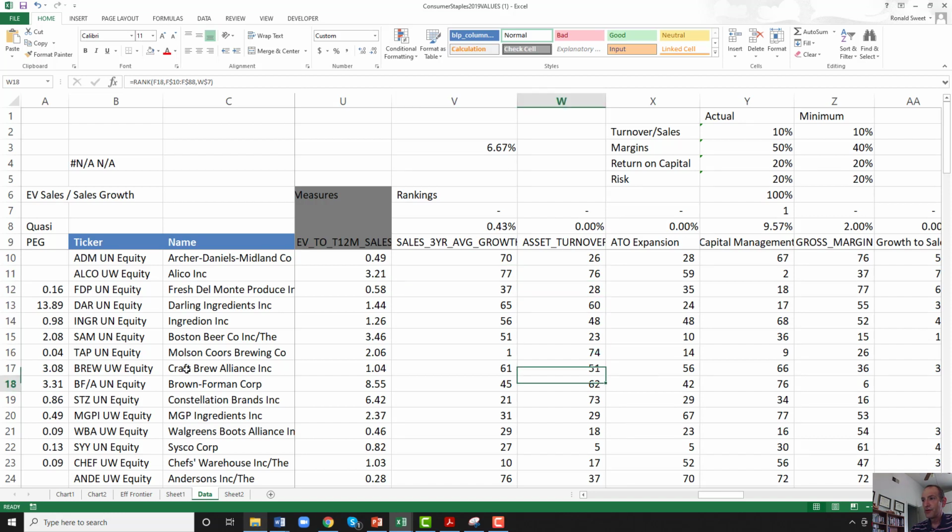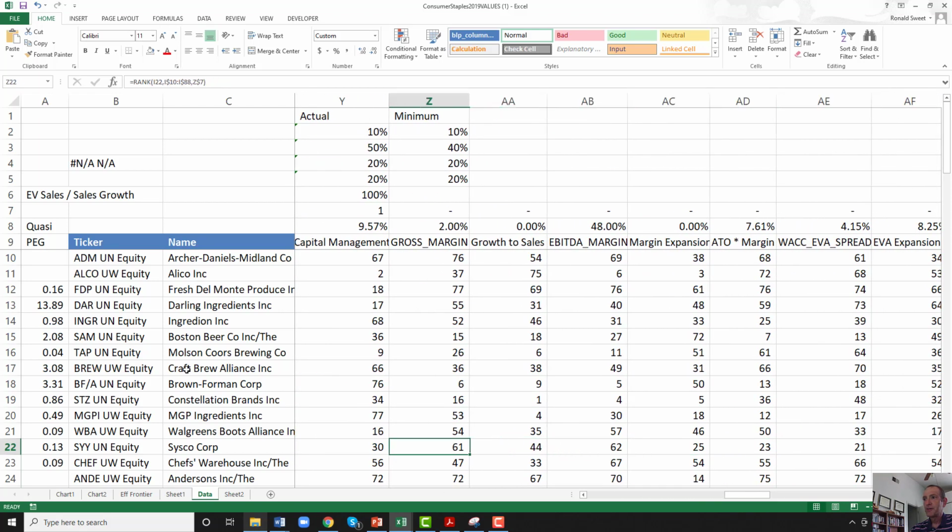Then you look at asset turnover. You can see Cisco Corporation has really good asset turnover. That's revenue to assets. So they're generating a lot of revenue without having to put a lot of property and plant equipment into it. They also rank well on how their asset turnover is improving.